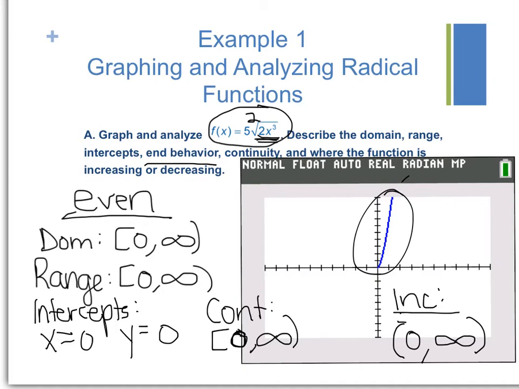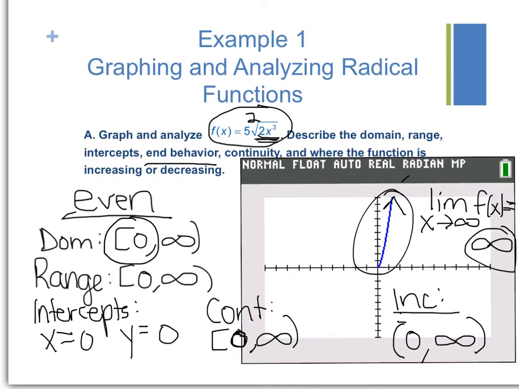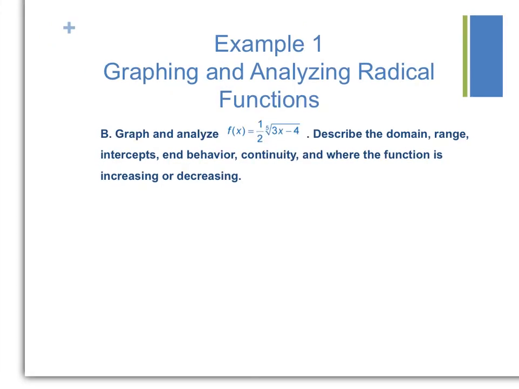Because our domain starts at x equals 0, we can never do a left-hand end behavior, because we cannot approach negative infinity for x. So I want to only find the end behavior as x approaches infinity, meaning as we move to the right on the graph, our limit is infinity, because the y value is moving upward infinitely, or is increasing infinitely, so therefore our limit is positive infinity. In example 1, part B, we will be graphing and analyzing another radical function.